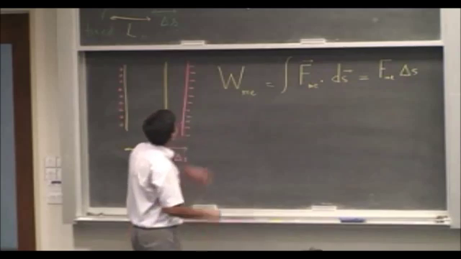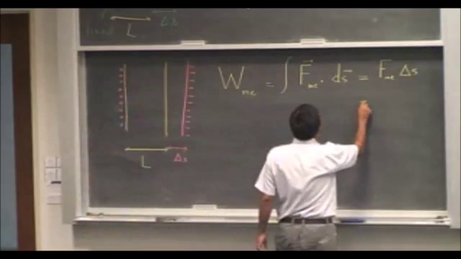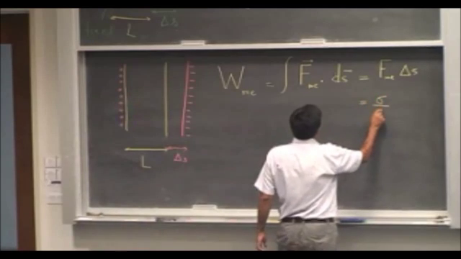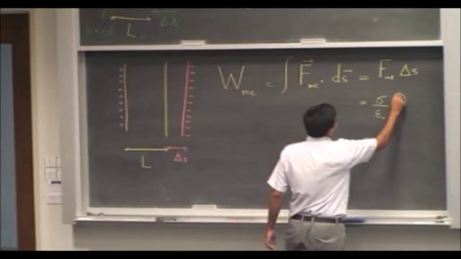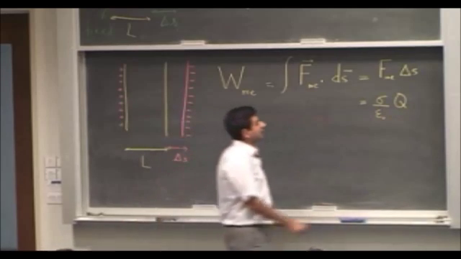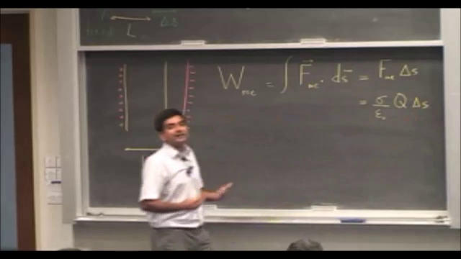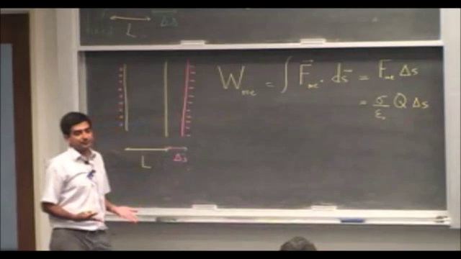Okay, and what is F me? F me is just a tiny little bit higher than the electric force. So F me is simply sigma over epsilon naught Q. This is the force that I have to apply into delta S. So this is the total work that the external agency has to do.